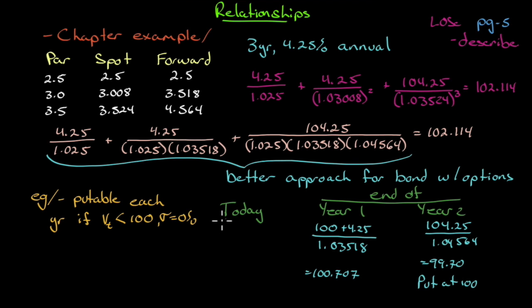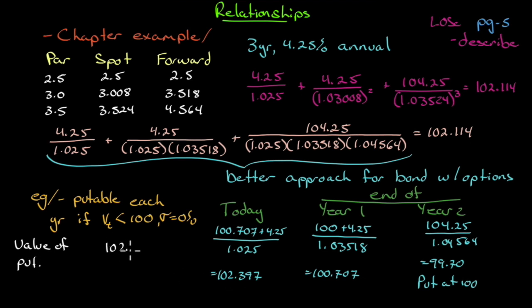We'll discount that back, the 100.707. Add, of course, our coupon, 4.25, and divide by 1.025. This will give us 102.397. So we can figure out the value of the put. The value of the put. What do we have? 102.397 minus the value of the straight bond, 102.114, gives us 0.283.